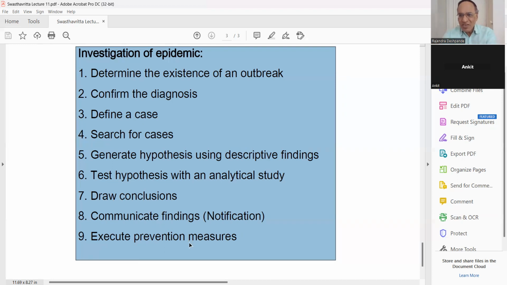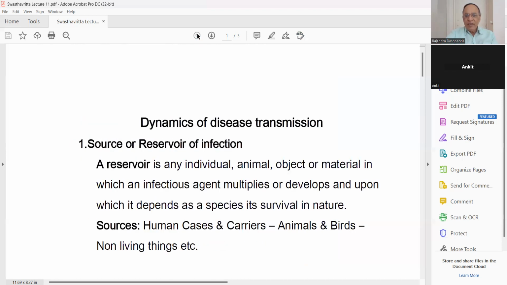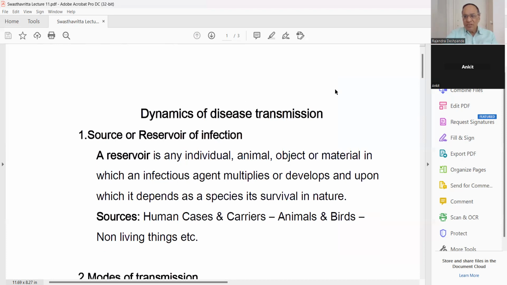I hope this lecture is very interesting, understanding the epidemiological problems, and you will definitely benefit from this particular dynamics of disease transmission. So thank you very much. We will meet in the afternoon at 3 to 4 for the lecture of Charaka Samhita Chikitsasthan. Thank you very much. Take care and see you soon.